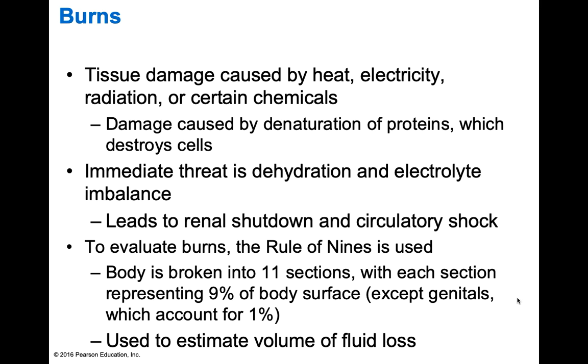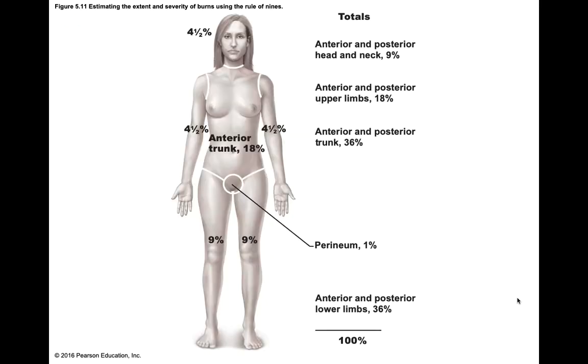And to evaluate burns, we have a rule of 9s. So just like the ABCD rule for skin cancer, we're going to talk about the rule of 9s for burns. The body is broken down into 11 different sections, with each section representing roughly 9% of the body's surface, with the exception of the genitals, which account for about 1%. And then we use the rule of 9s to help estimate the volume of fluid loss. So these are the different portions, estimating the extent of severity of burns using the rule of 9s.